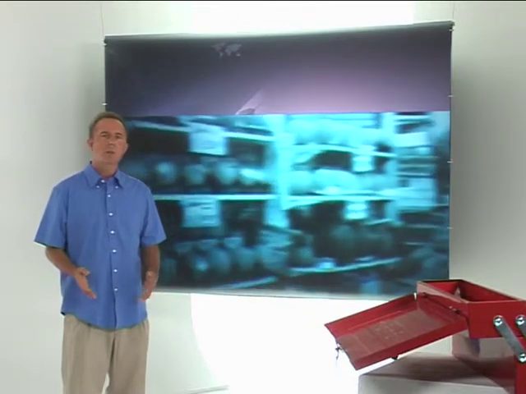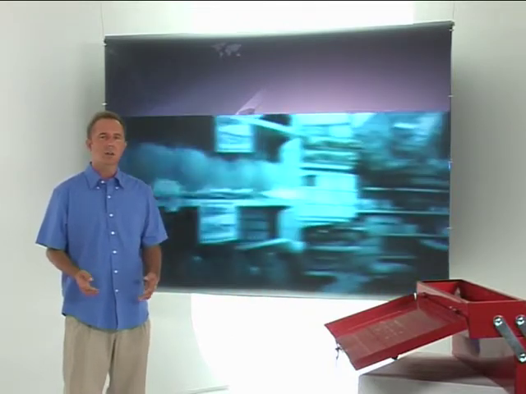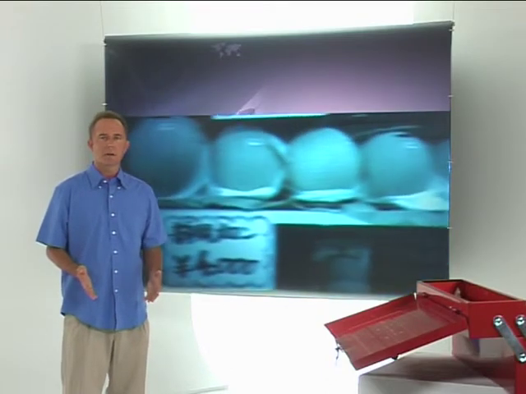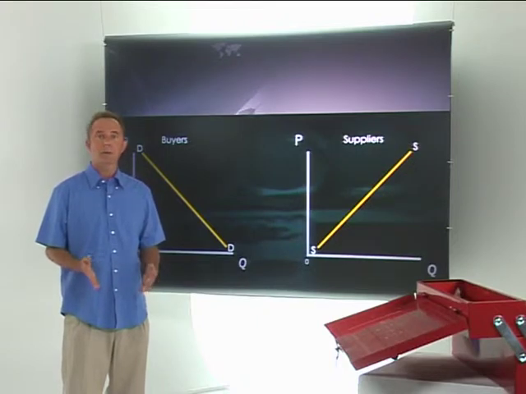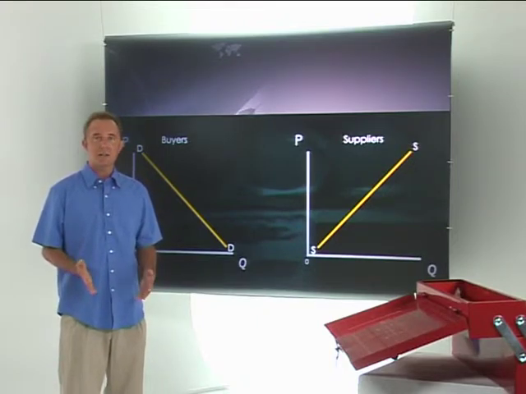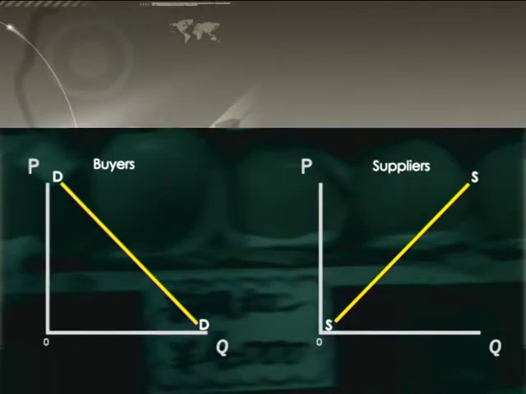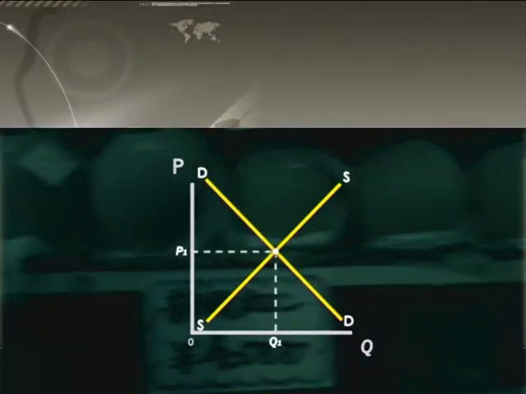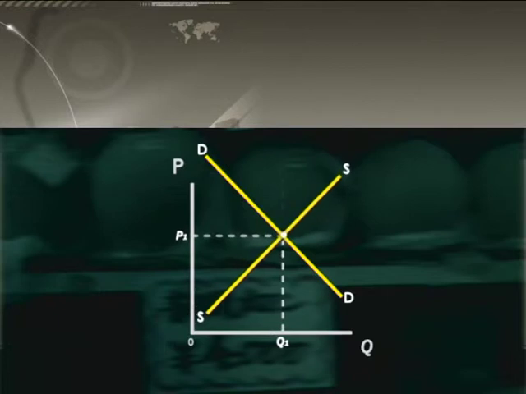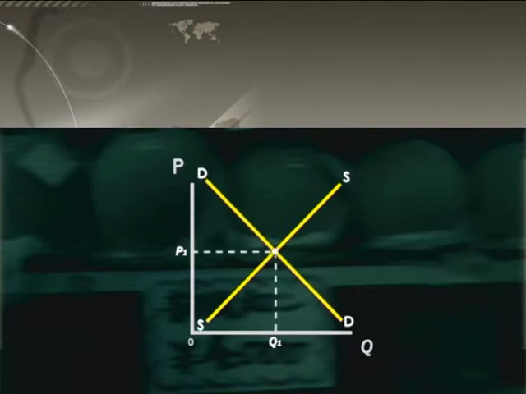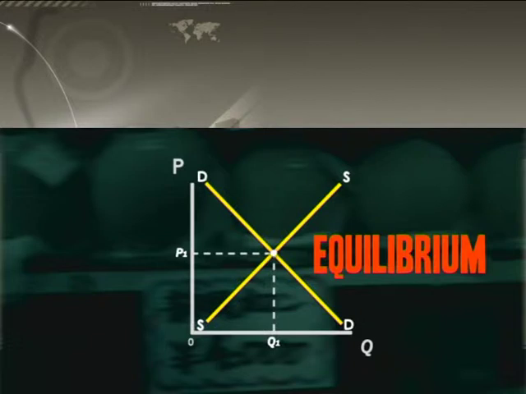We're now going to look at the market model, which will give us a more realistic understanding of how the economy works. The market model takes the two parties we've looked at so far, the buyers represented by the demand curve and the sellers represented by the supply curve, and puts them together. This model will show us how the interaction of the forces of supply and demand determine the equilibrium price of a product and the equilibrium quantity.